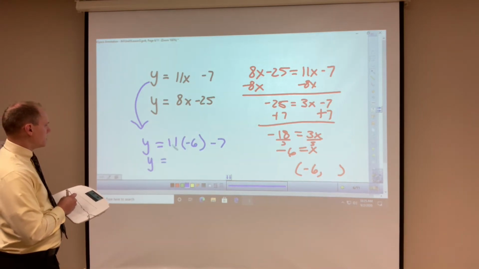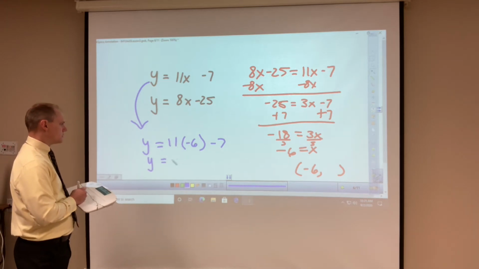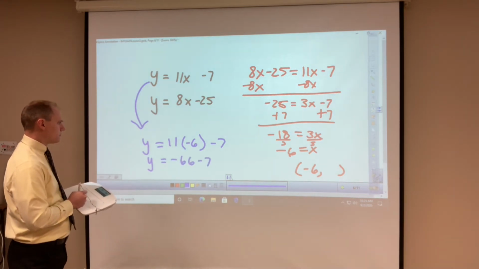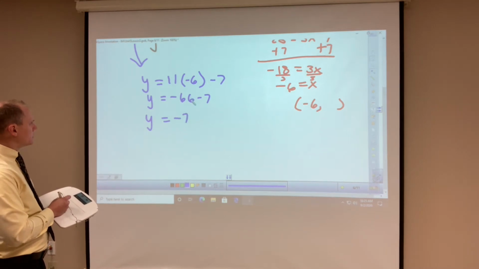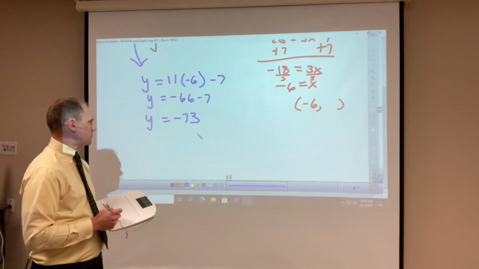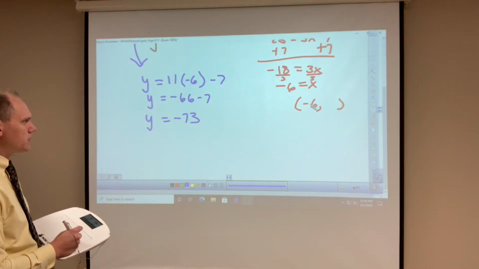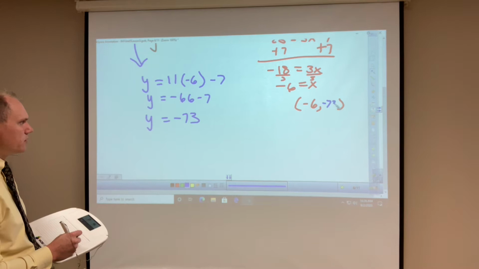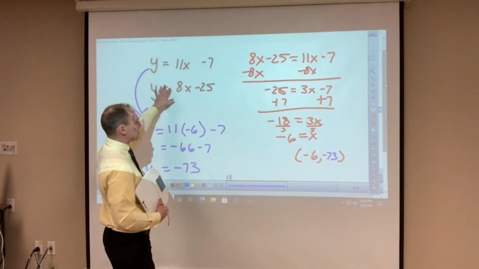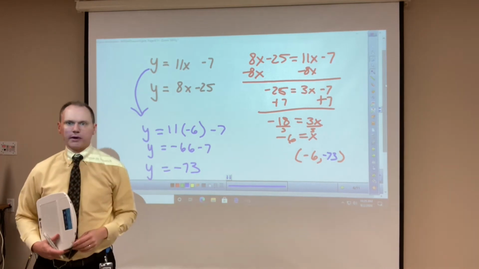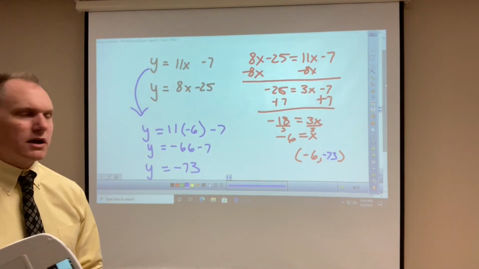y equals negative 6 times 11 is negative 66. Minus 7 more will be negative 73. Yeah, negative 73. So negative 6 comma negative 73 is our solution. And we can check that by substituting it into the bottom one as well, just to make sure that works. But that's the idea there.